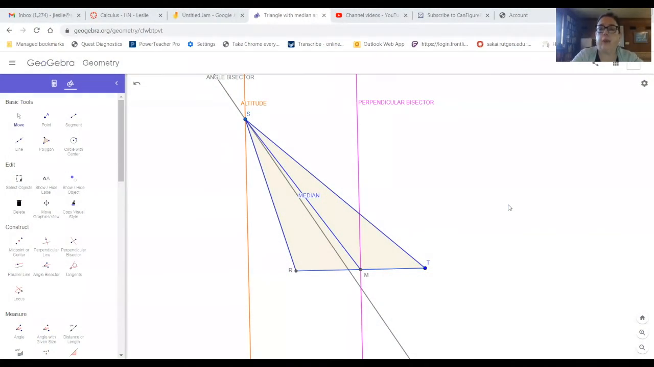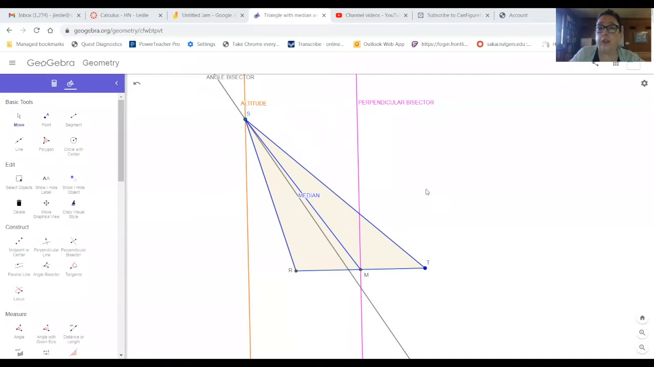Okay, this little video is about congruent triangles in an isosceles triangle. And first, we're going to remember an important property of an isosceles triangle by looking at this small animation in GeoGebra. So here we have triangle RST.